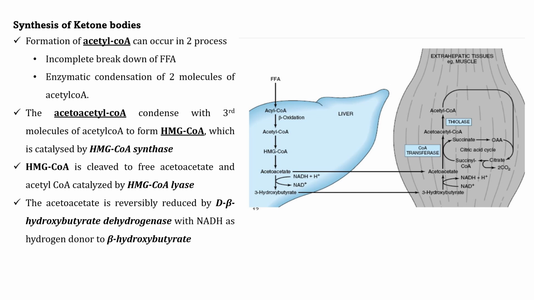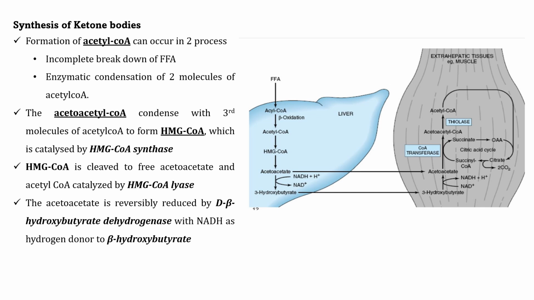Next, acetoacetyl-CoA condenses with a third molecule of acetyl-CoA to form HMG-CoA, which is catalyzed by the enzyme HMG-CoA synthase. This HMG-CoA is then cleaved into free acetoacetate and acetyl-CoA by the enzyme HMG-CoA lyase. Lyase means it has a lytic function; it is splitting up. So it splits up the acetoacetate and acetyl-CoA components.